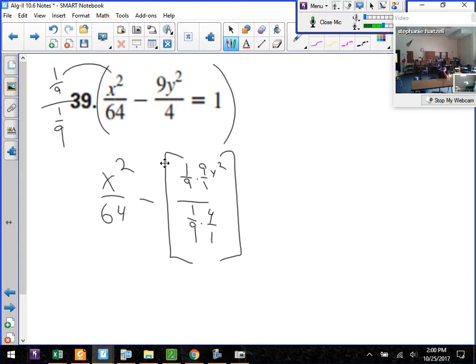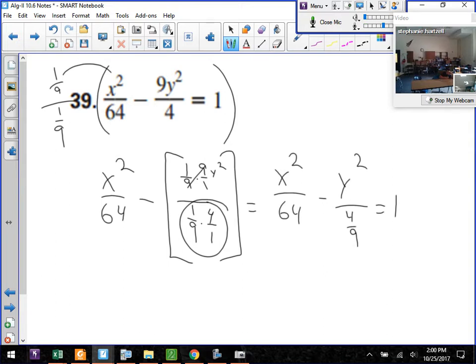So if you distribute that through, that's what happens. Because what's 1/9 over 1/9? 1. I don't have to worry about that here because now that eliminates that fraction, and it just creates it down here. That's the trick. And obviously, you won't do anything to the 1 then. So your final equation would be x squared over 64 minus y squared over the crummy fraction of 4/9 is 1.